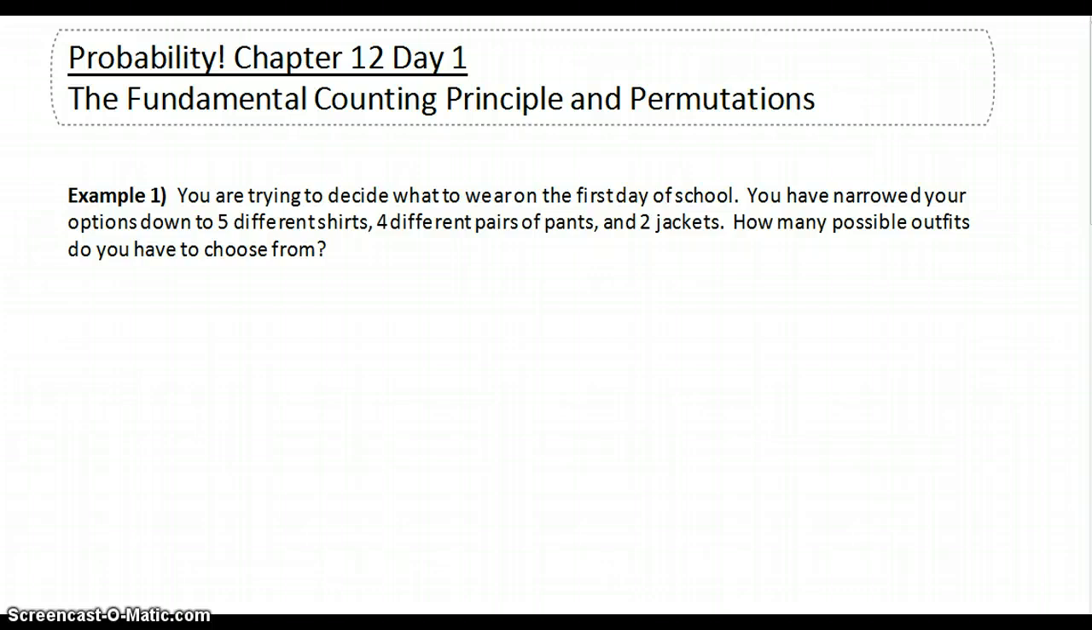chapter 12 in your book. In our first video, we're just going to do the basics, and the basics are the fundamental counting principle and permutations. So we're going to be talking about that today.